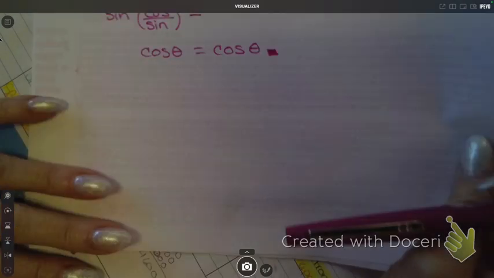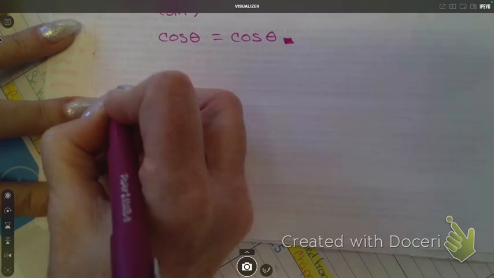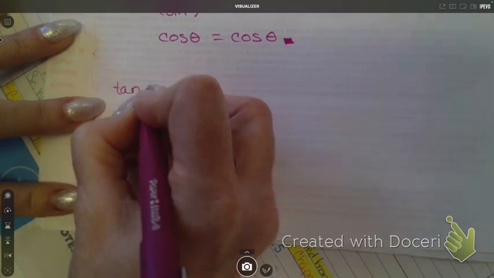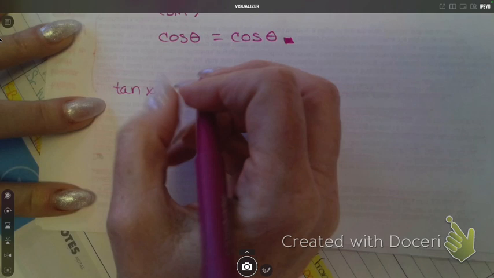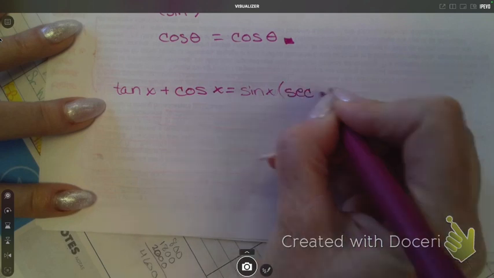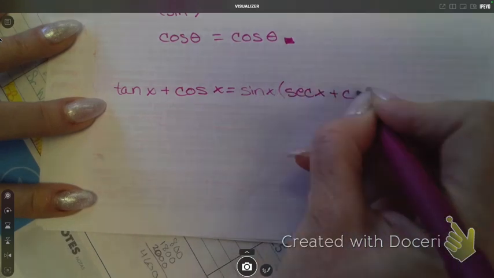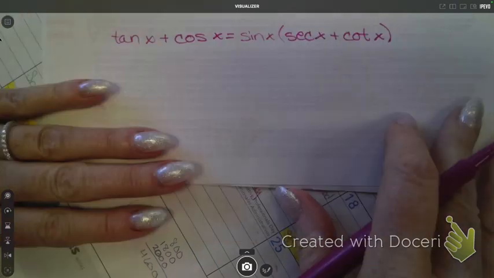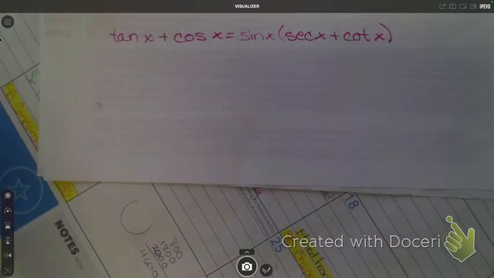Tangent of x plus cosine of x equals sine of x times secant of x plus cotangent of x. One of my things I will always tell you is make sure you wrote it correctly before you start working on the problem. Because if you didn't write it correctly, odds are you are never going to get the left to look like the right or the right to look like the left. Just like when we did Gauss-Jordan elimination. If you forgot a negative, the world turned upside down.